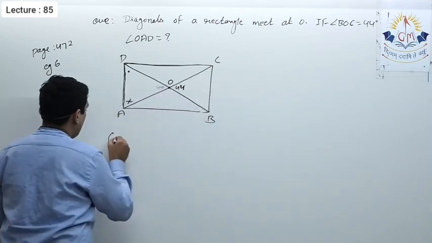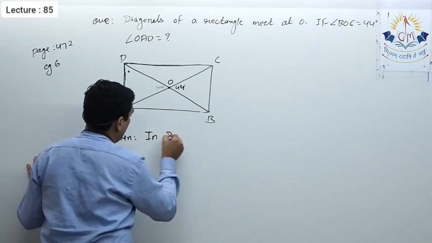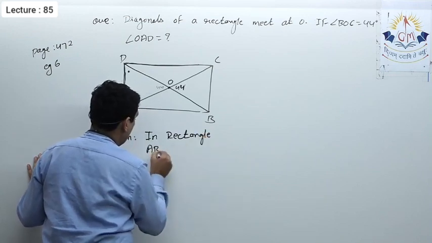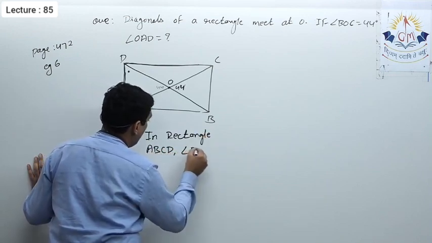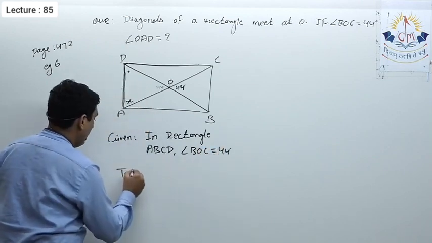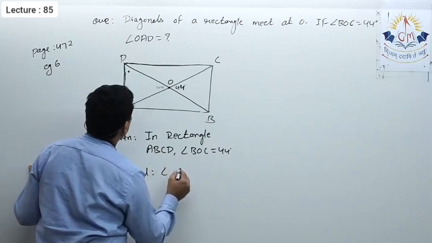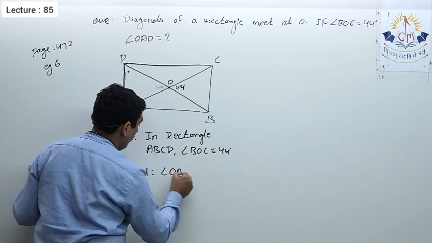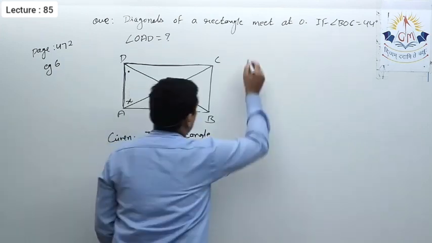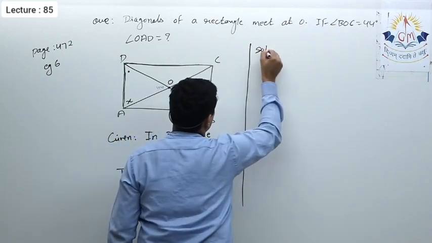So here I can say, given: in rectangle ABCD, angle BOC is equal to 44 degrees. To find: angle OAD, say x, that we have to find. So now we'll start the solution.